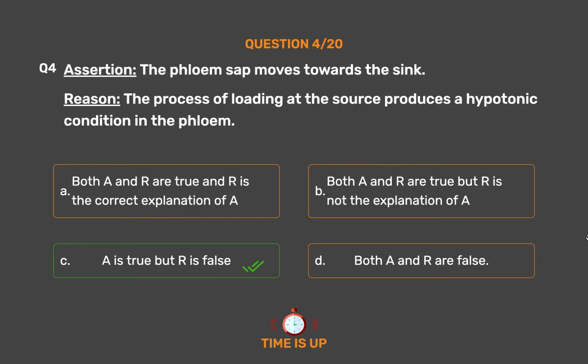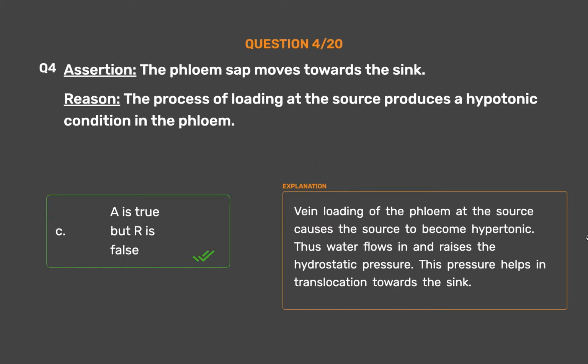A is true but R is false. Loading of the phloem at the source causes the source to become hypertonic. Thus water flows in and raises the hydrostatic pressure. This pressure helps in translocation towards the sink.